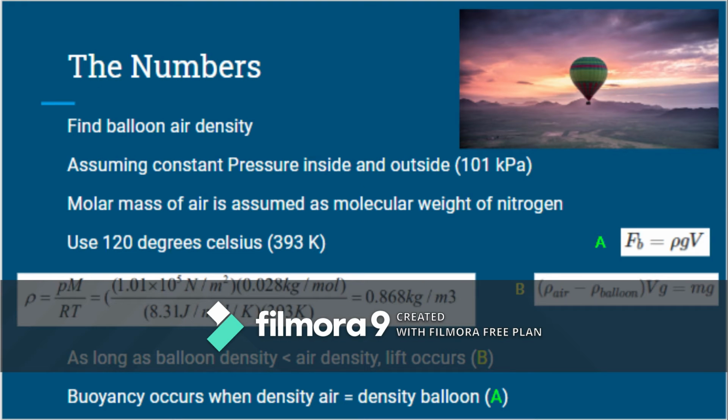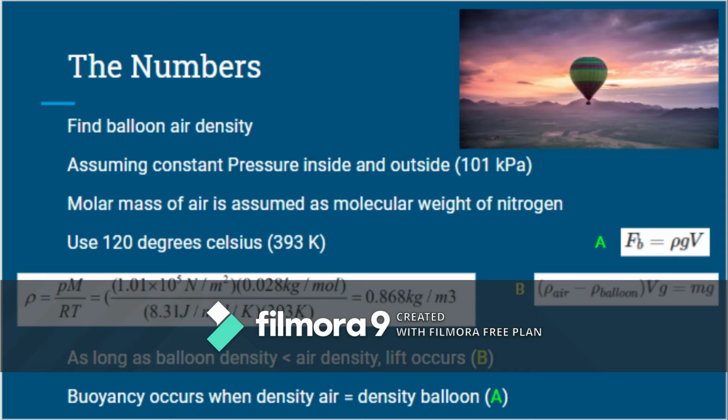Another way to understand how hot air balloons work is through numbers and equations. To do this, we'll be using the ideal gas equation and the buoyancy equation. The first step is finding the balloon air density. We assume pressure is constant inside and outside of the balloon at atmospheric pressure. We also assume that the molar mass of air is the molecular weight of nitrogen, because nitrogen makes up 79% of the air around us.